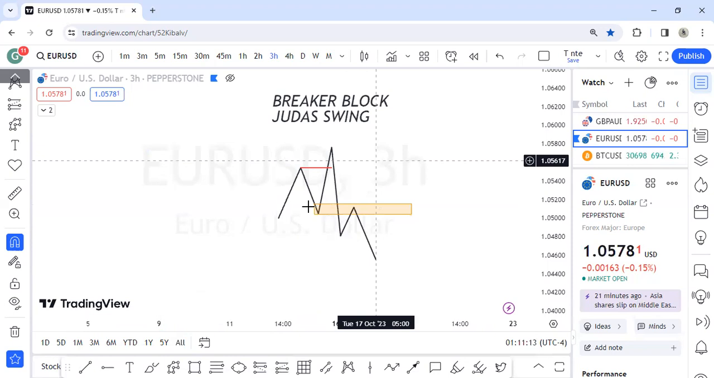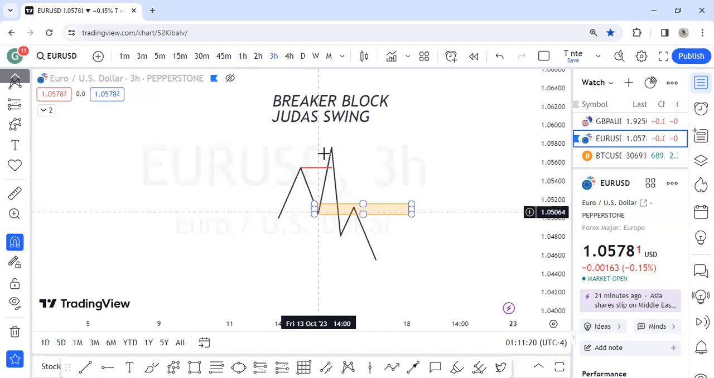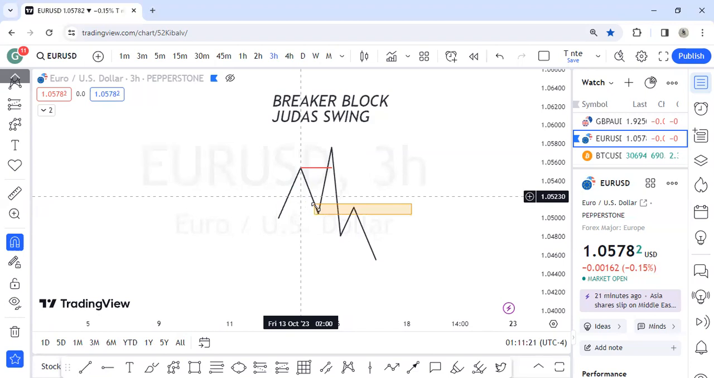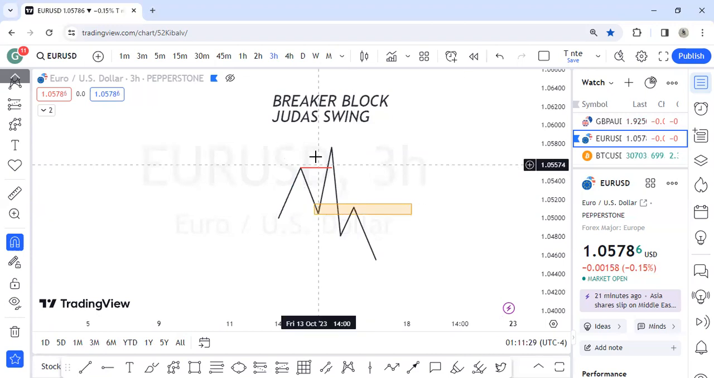You're looking at that last red candle, the last bearish candle or the last move down before the market went down. That means someone actually bought somewhere inside that area. So you're anticipating that price should come back to this key level and then the market should drop. This is for a bearish scenario.